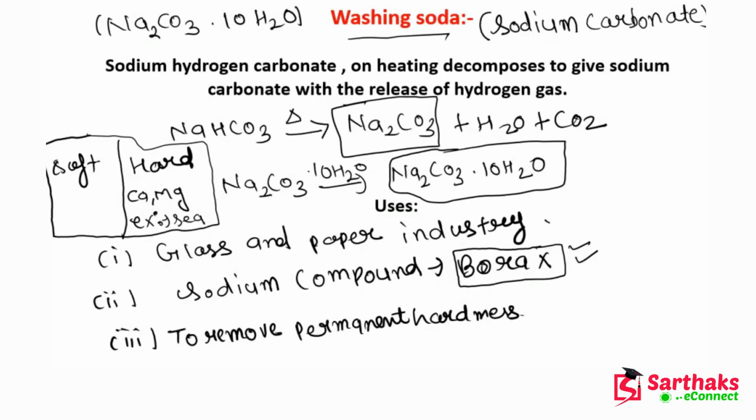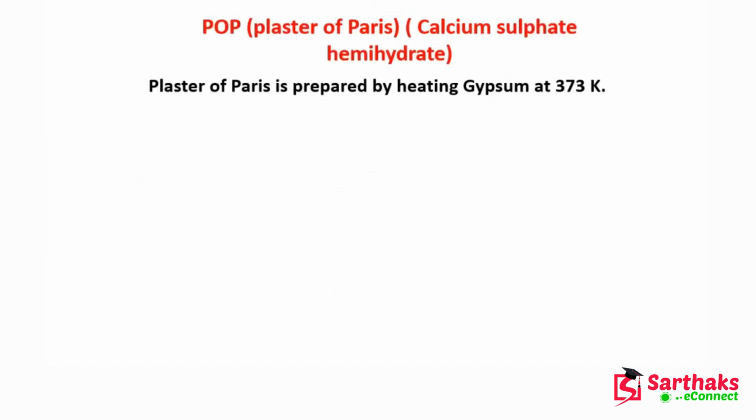After understanding these salts, let's talk about the other important points. Let's move on to the next slide. Okay students, so here we are. This is also a very important salt, and that is plaster of Paris. The formula for plaster of Paris is calcium sulfate hemihydrate.